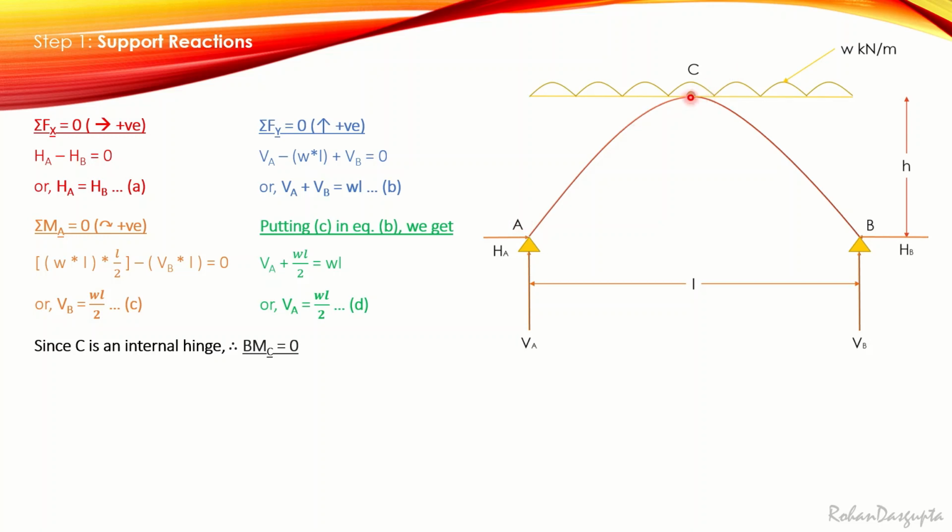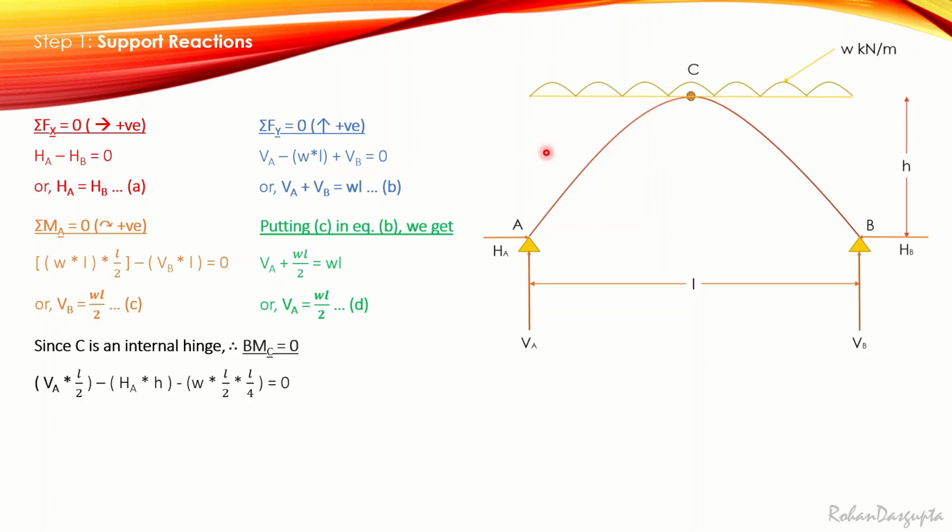We will have to consider three forces. One is this VA, one is HA, and one is just this part of W, this half span here of W, because we are considering to the left of C. No need to consider anything towards the right. So let's see it one by one.